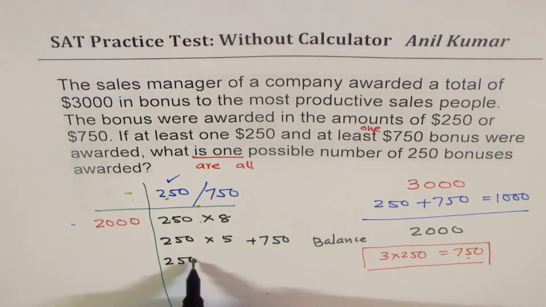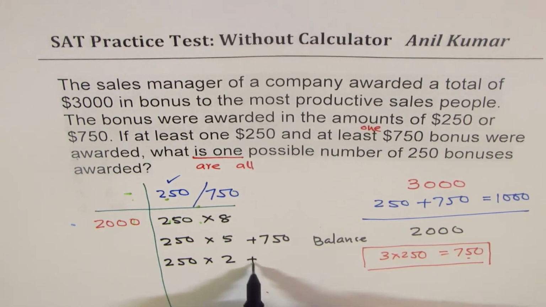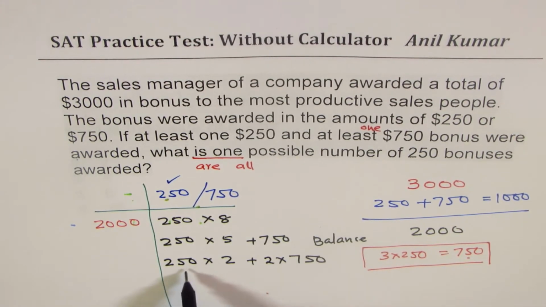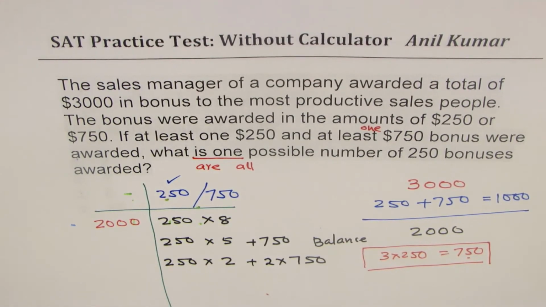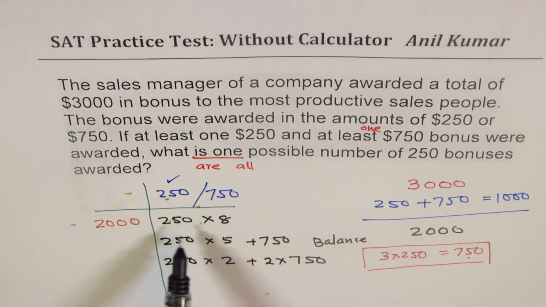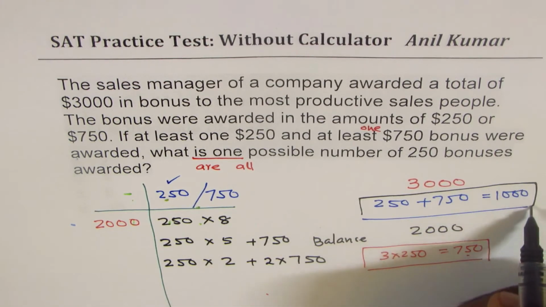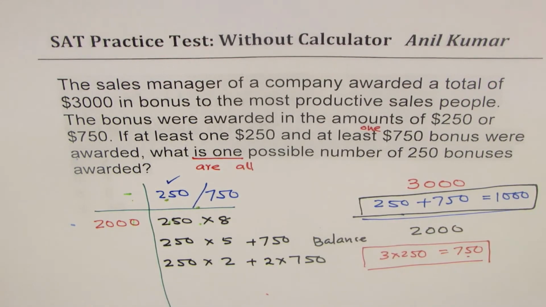I could also give them 3 more less, another 750. That means 2 times 750. Does it make sense to you? Right? So now I have only two 250s. I cannot reduce it further. So these are all the combinations. So we could give 8 of 250s, we could give 5 of 250s with a 750, or we could provide them with 2 of 250s and 2 of 750s in addition to this amount, right? In addition to this. Perfect. So in addition to this, that is what we can give.